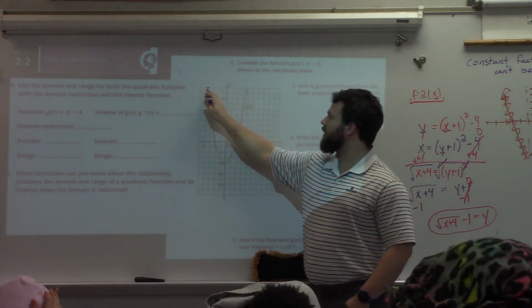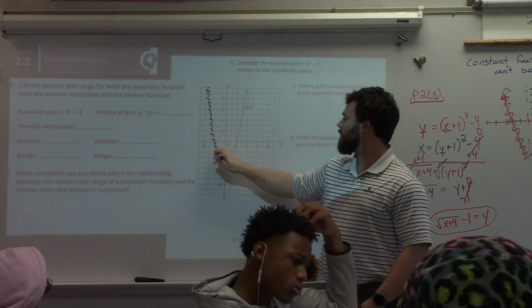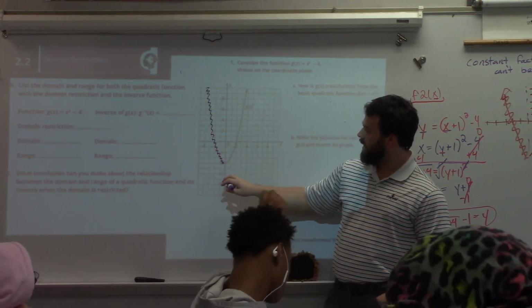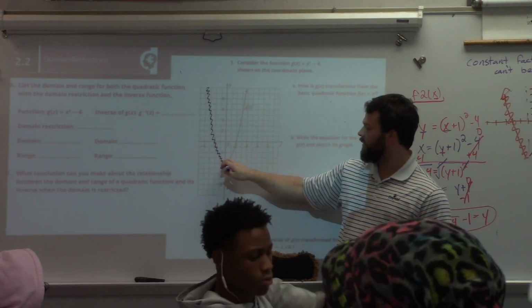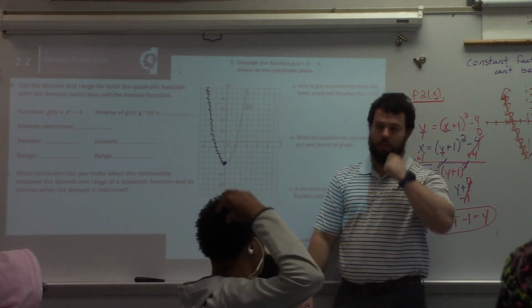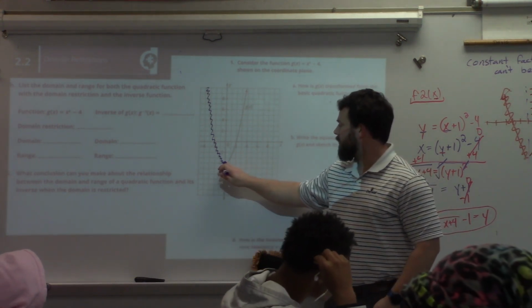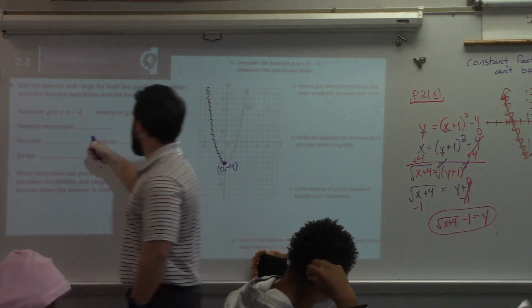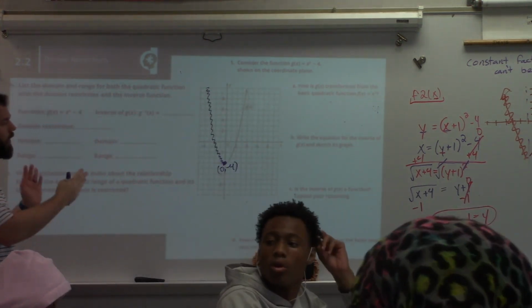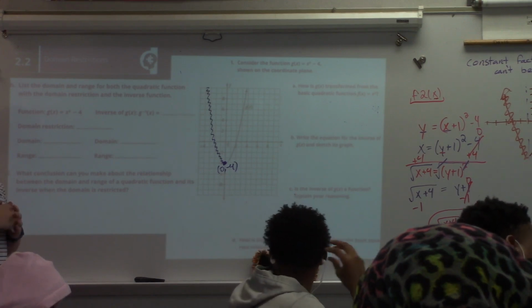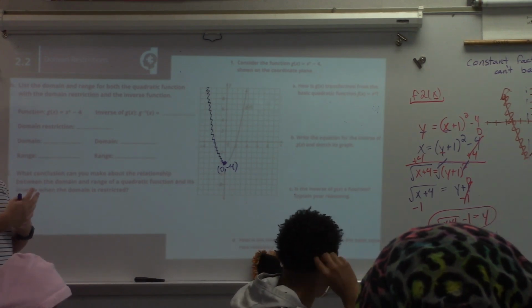Okay, so the left side, tell me when to stop. Stop right there. What's that point? So stop at the vertex. We go all the way to that vertex. This is the point 0, -4. That's the vertex. So what is my domain restriction? What's the only domain that I'm actually using? The right side.